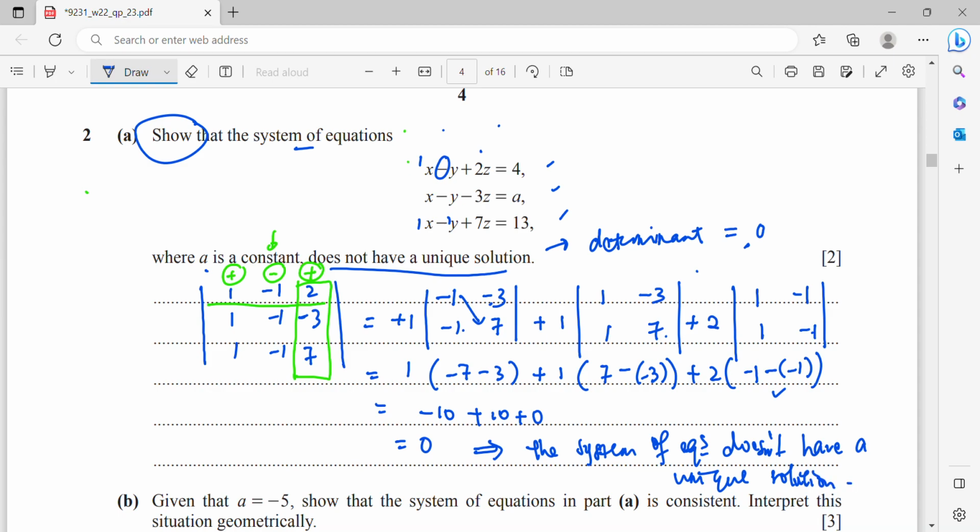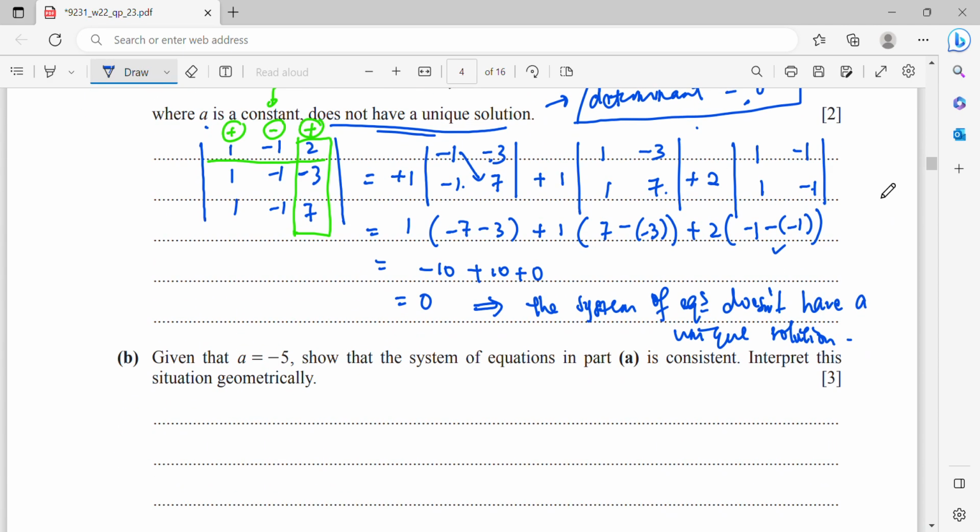All right. So you must remember, when you need to show that the system of equations does not have a unique solution, it means that you need to prove that the determinant equals to 0. Okay. So now, given a equals to minus 5, show that the system of equations in A is consistent. Consistent means that you will have a solution. It's either a unique solution or infinite solutions. So interpret this situation geometrically.